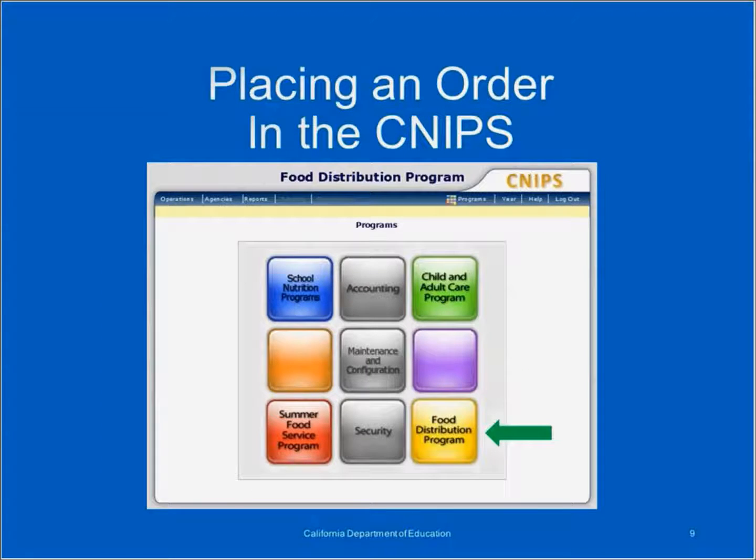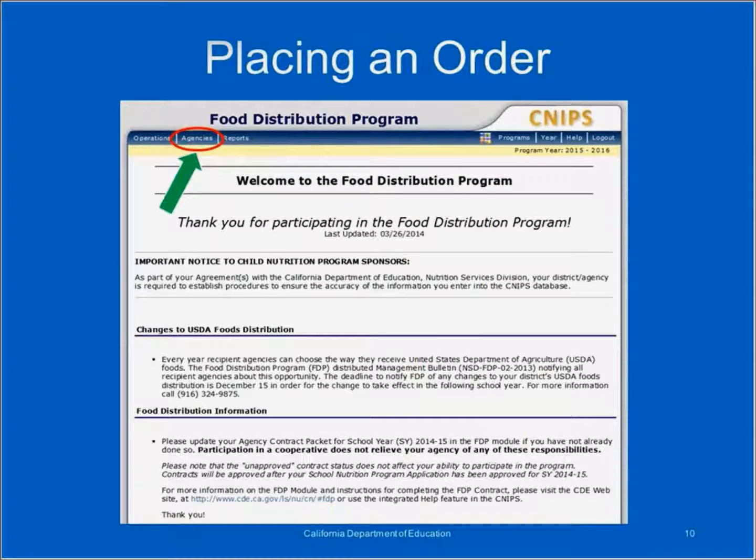After logging into CNIPS, you will be directed to the CNIPS program's main page. To access the order forms, select the yellow Food Distribution tile in the lower right-hand corner. This will navigate you to the Food Distribution Program Welcome page. Here you will find important notifications pertaining to the Food Distribution Program, such as Management Bulletin notifications, CNIP contract update requirements, as well as how-to training videos.